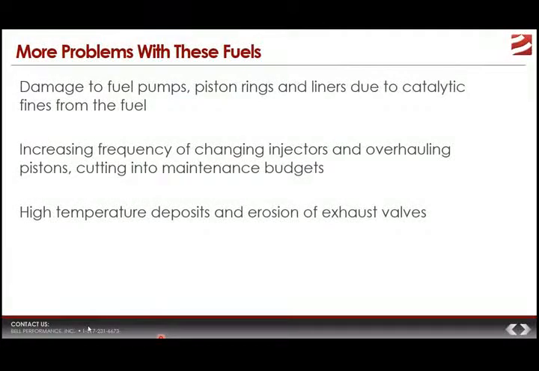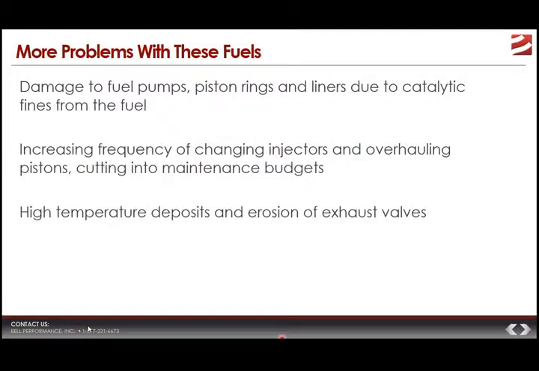More problems. Damage to fuel pumps due to catalytic fines. We just talked about that with a fuel that has excess inorganics or excess aluminum and silicon. The fuel pumps, the piston rings, and the liners, those are the things that can get damaged if those catalytic fines are not sufficiently removed from the fuel. Increasing frequency of changing injectors and overhauling pistons, that relates to this and some others as well. And so if you have this, well, that influences budget that's associated with the use of that fuel.